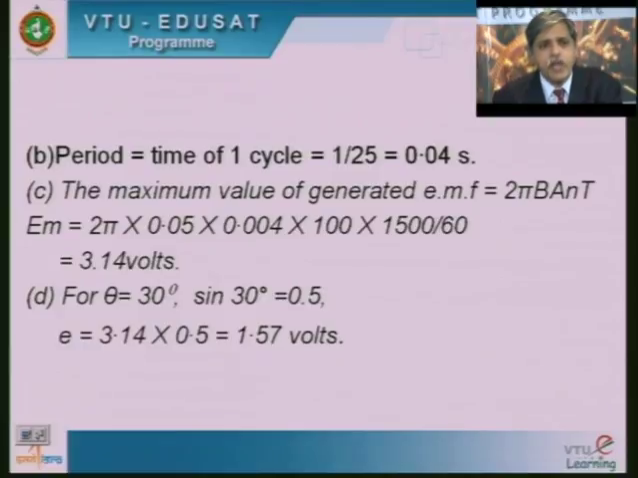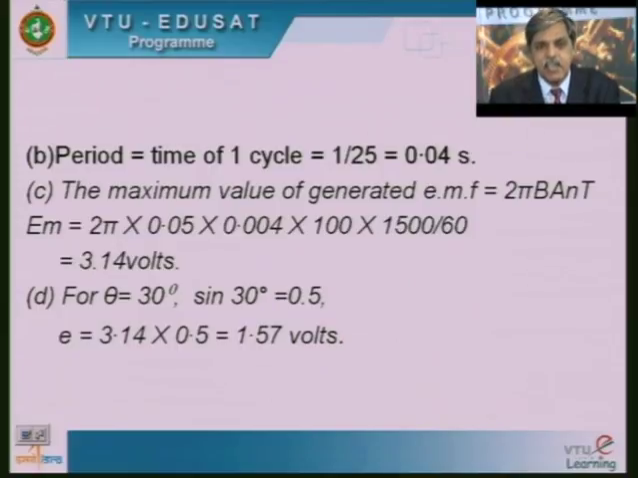Now if we come to the next point, that is the period, it is called the time for one cycle. When the EMF covers 25 cycles in a time of 1 second, the time for one cycle will be the reciprocal of 25. That gives you the time period of the voltage waveform. That period will be 1 upon 25, which gives us 0.04 seconds. So the time period is 0.04 seconds, the reciprocal of frequency.